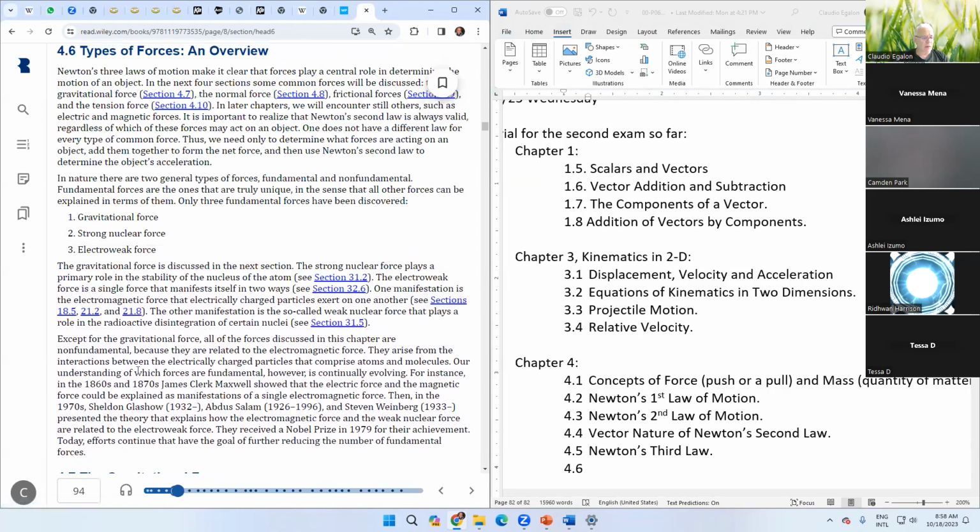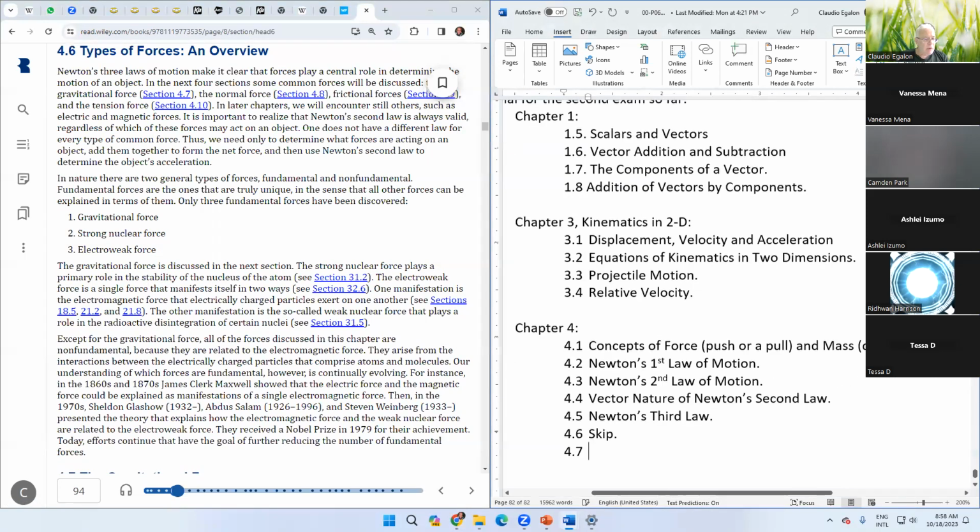Yeah, this was a very short section. He's talking just about the non-contact forces. You can skip that. You don't need to know that.